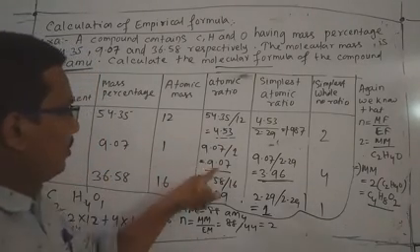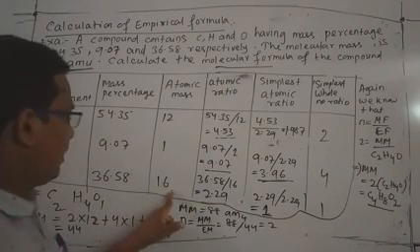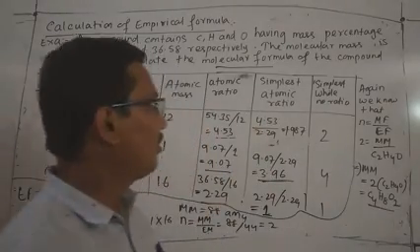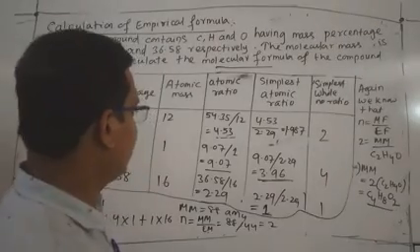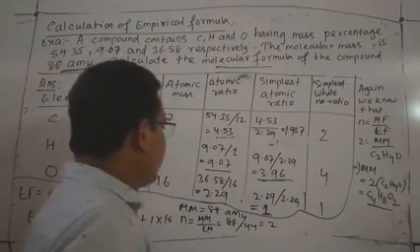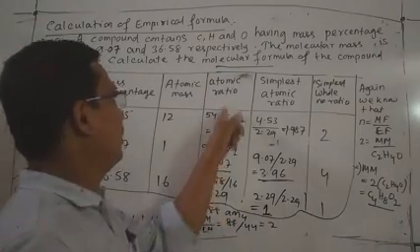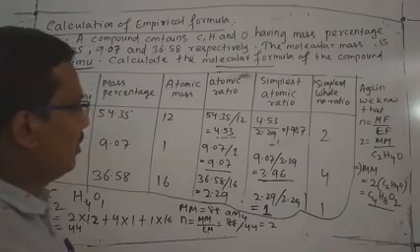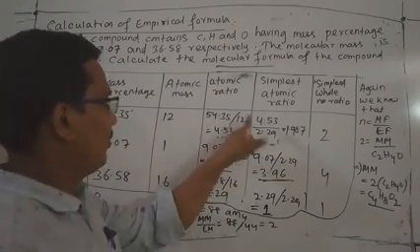Next is your 9.07 divided by 1, which is 9.07. 36.5 divided by 16 is 2.29. Then the next step is to find out the simplest atomic ratio. For calculation of the simplest atomic ratio, you have to choose the smallest value in the atomic ratio column. 2.29 is the smallest value, and it is used to divide all values of the atomic ratio.